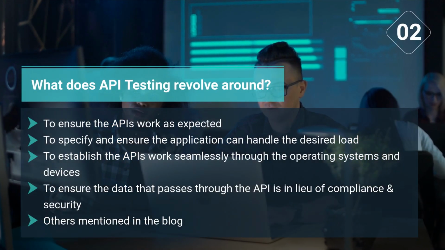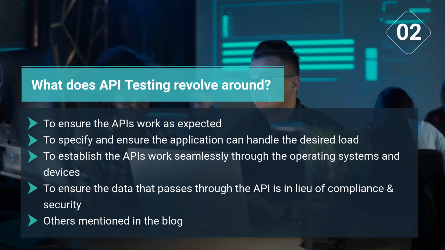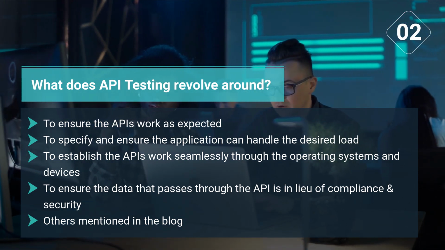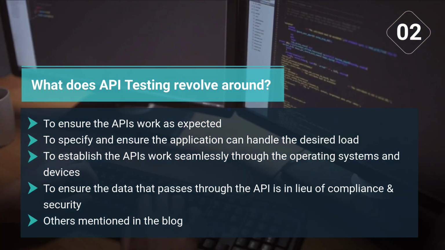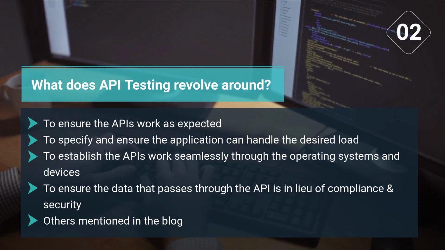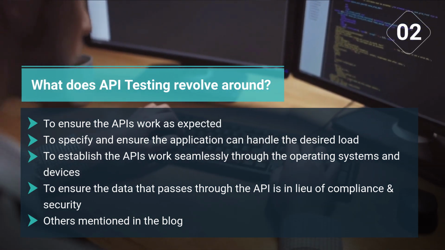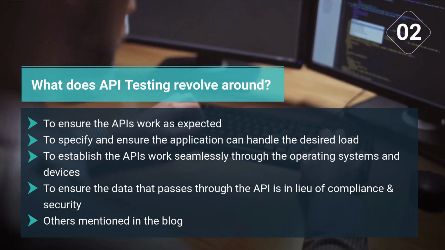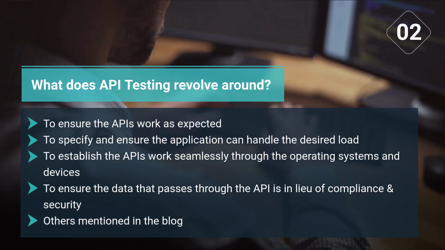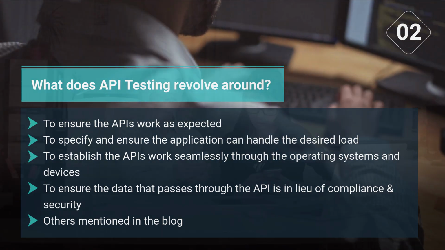What does API testing revolve around? First, to ensure the APIs work as expected. Second, to specify and ensure the application can handle the desired load. Third, to establish the APIs work seamlessly through the operating systems and devices. Fourth, to ensure the data that passes through the API is in lieu of compliance and security. Other points mentioned in the blog.